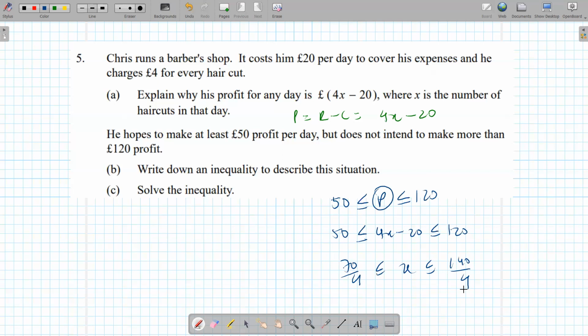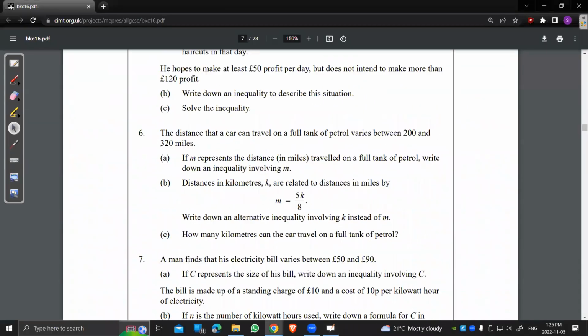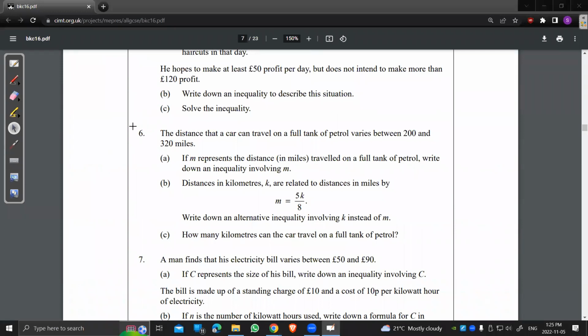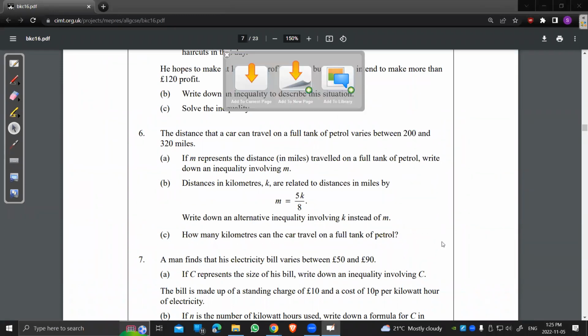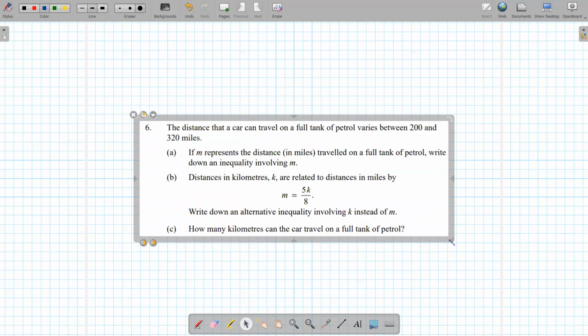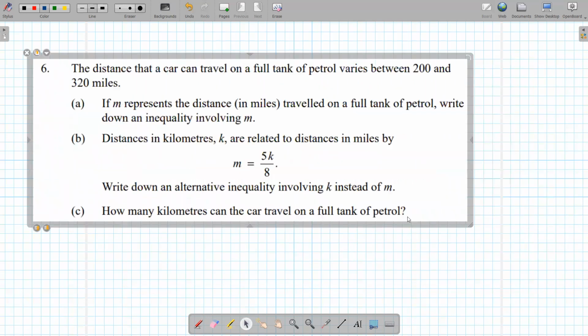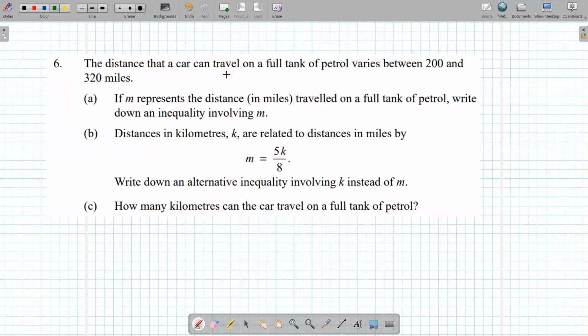Easy? Should be easy. I mean, could be tricky though. It's always the word problems that are going to be tricky. Okay, so he's traveling from somewhere to somewhere, and the distance he can travel on a full tank is between 200 and 320 miles. If m represents the distance, write an inequality involving m.